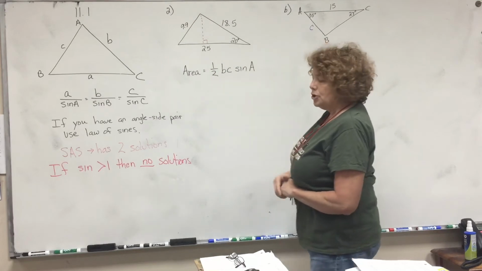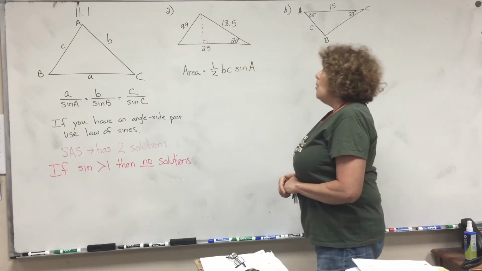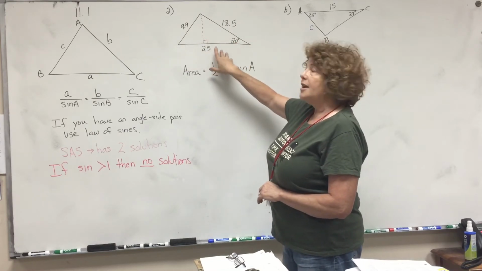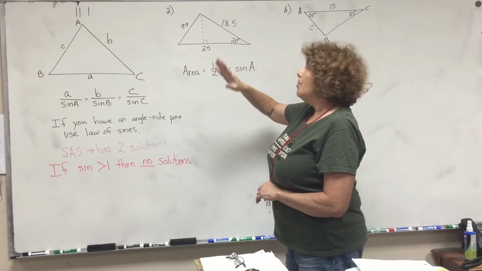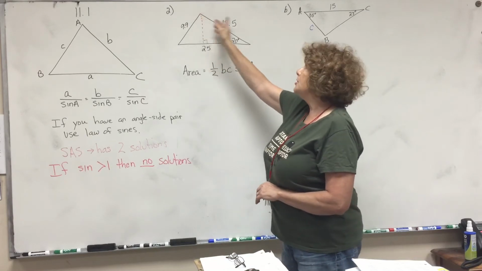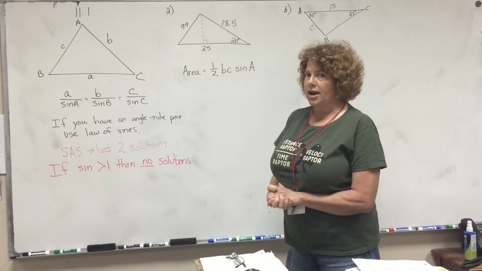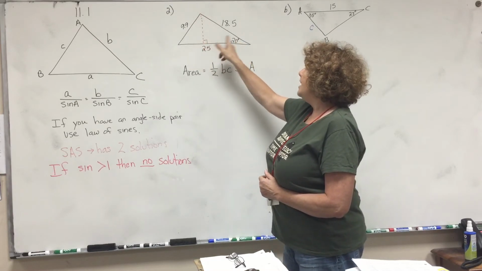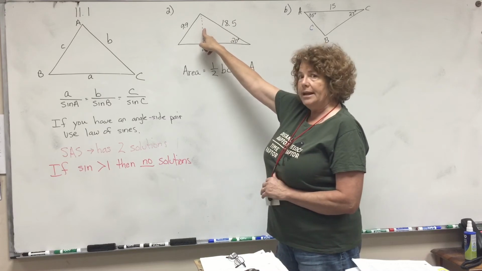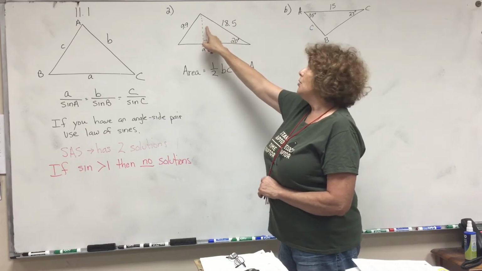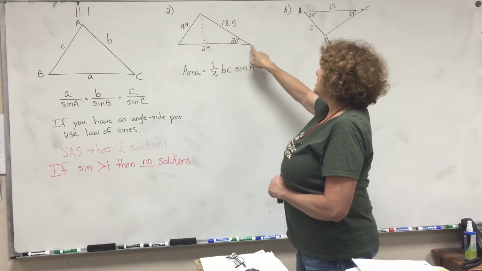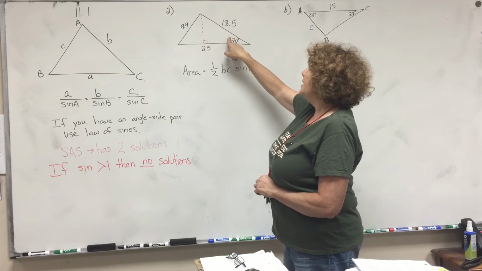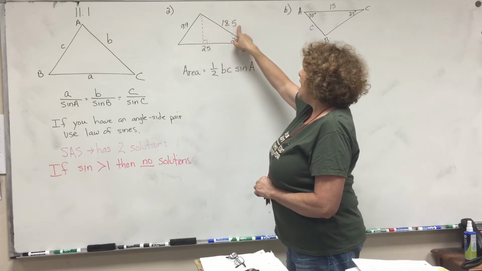Now I'm going to start with number 2, which asks about the area. The area of a triangle is 1/2 base times height. But notice you aren't given the height; you're given these sides, it's not a right triangle, and you're given an angle. So all you have to do is draw in a height, and the side opposite the 20 degree angle is the height. The 18.5 forms the hypotenuse, so the sine of 20 equals height over 18.5.